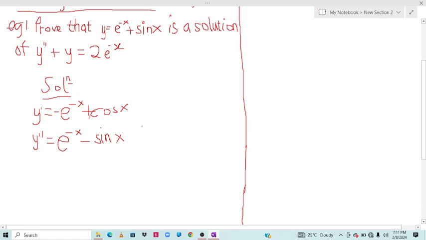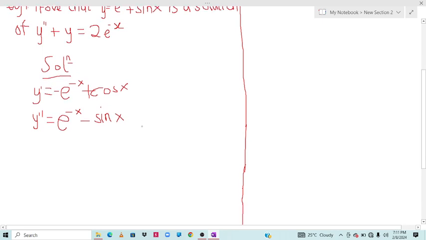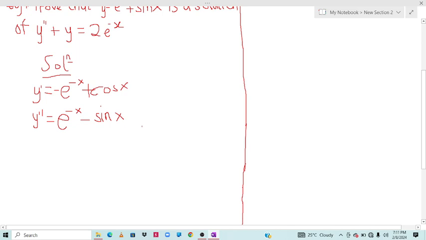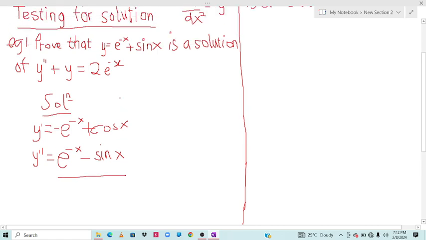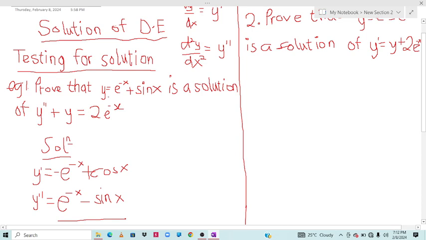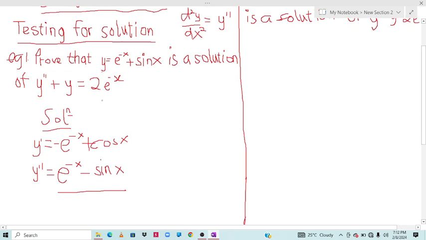Now after getting your two expressions, you will just substitute into the general equation, which is y prime prime plus y is equal to 2e exponent negative x. That is, wherever we see y prime prime, we are going to substitute the expression e exponent negative x minus sine x, and wherever we see y, we are going to substitute the expression y equals e exponent negative x plus sine x.